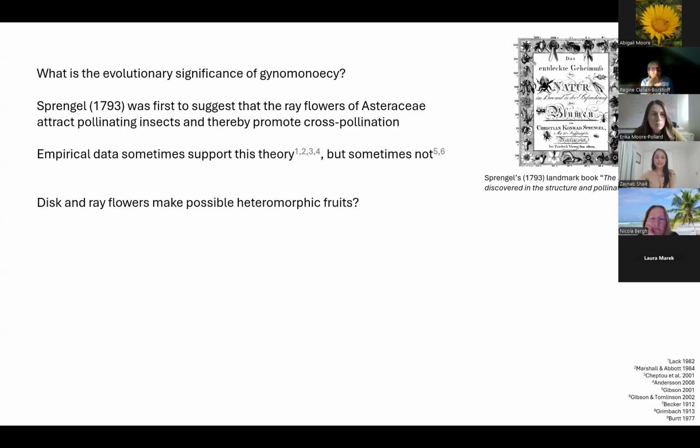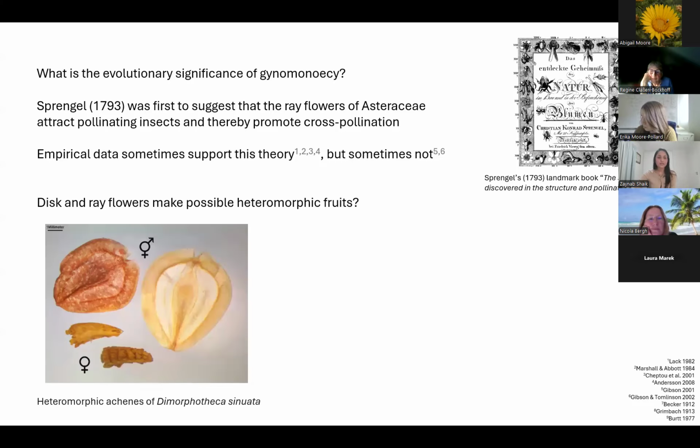Another theory is that having these two distinct floret types, florets of distinct sex, makes possible heteromorphic fruits. So this is an example from Dimorphotheca sinuata here in South Africa. And you can see that the fruits originating from florets of distinct sex look very different. Those of the pistillate flowers are quite small, and those of the hermaphrodite flowers, so these are fruits from the same capitulum, are much larger and are furnished with wings.